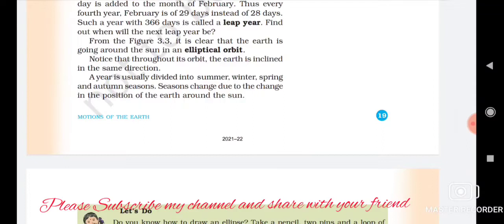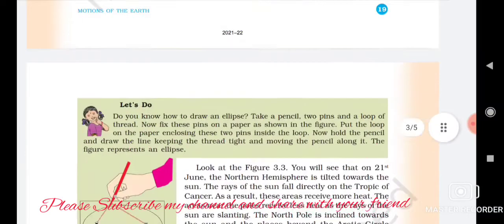Our year is usually divided into summer, winter, spring and autumn seasons. Seasonal change is due to the change of the position of the Earth around the sun. When Earth revolves around the sun, the season also changes. That's why in a year we experience the 4 seasons: summer, winter, spring and autumn.